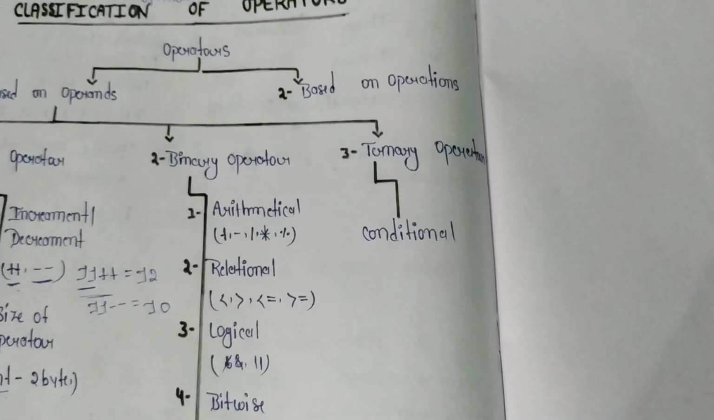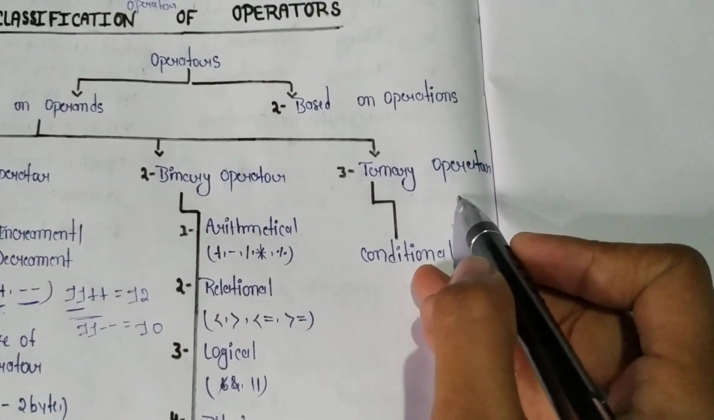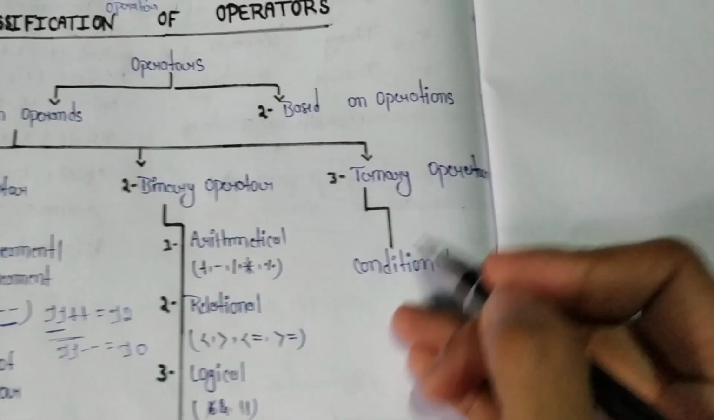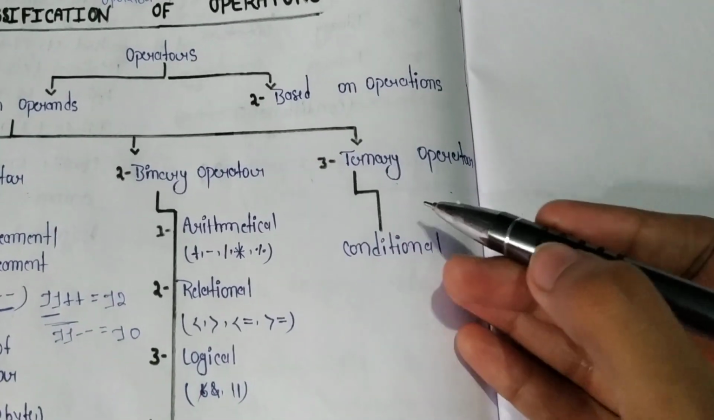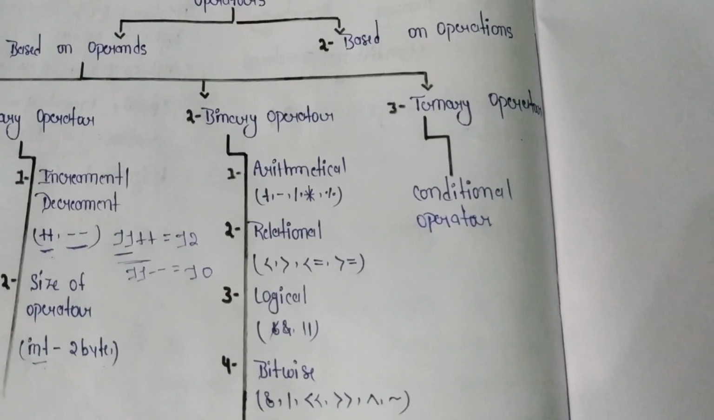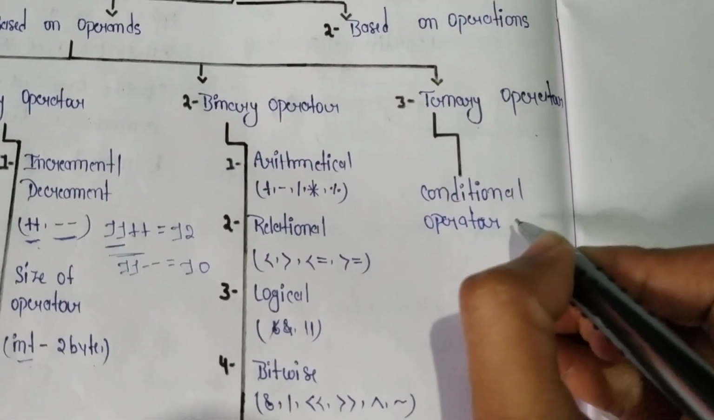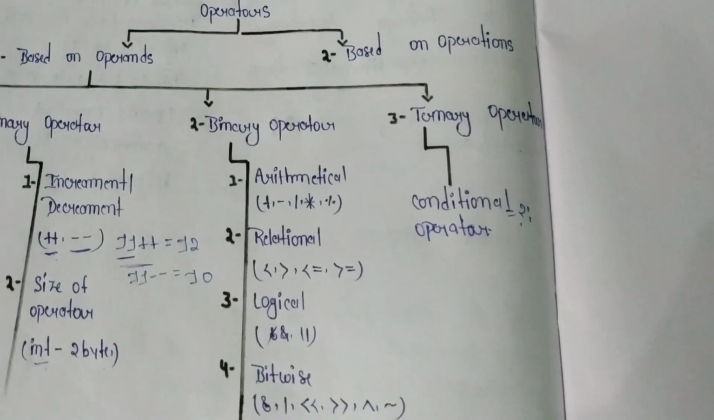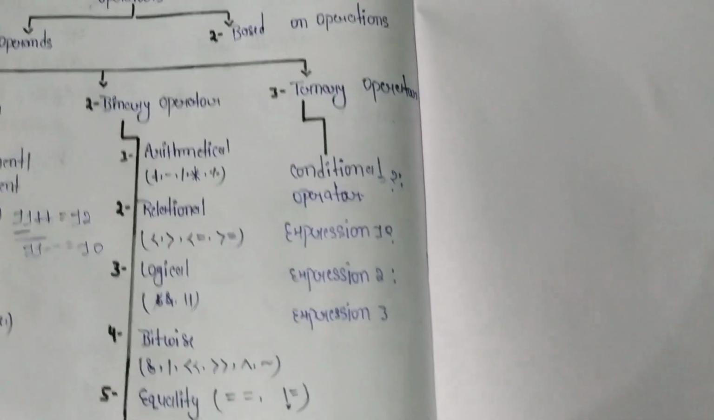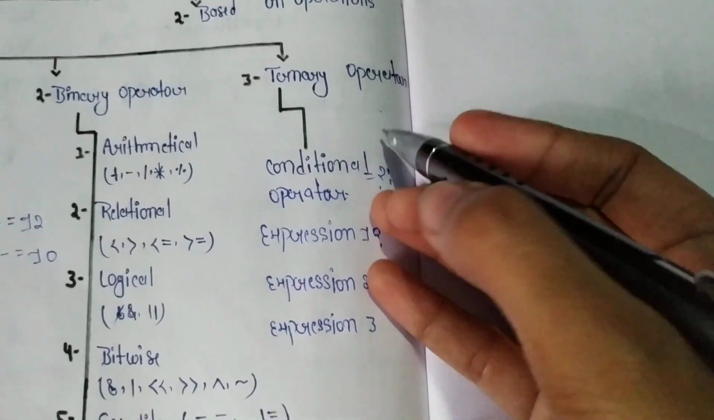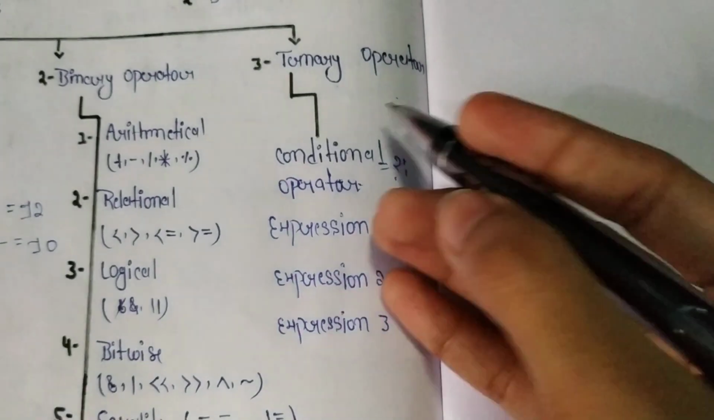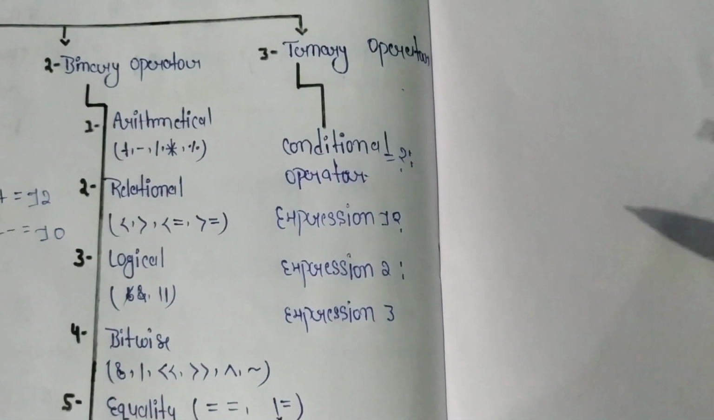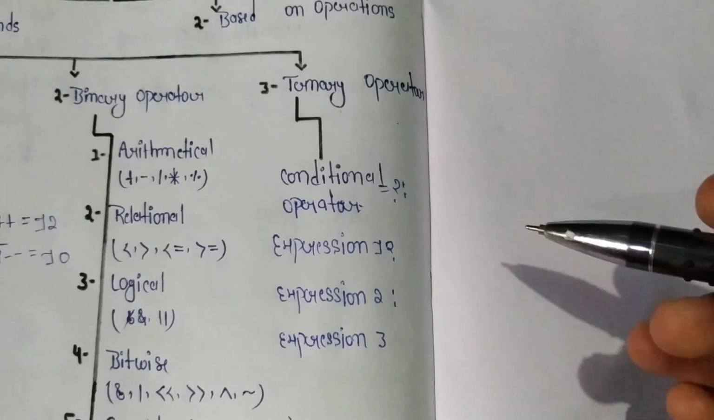Now let us discuss what the ternary operator is. As we know, ternary operators require three operands, and it is also known as the conditional operator. In the ternary operator we use the question mark and colon. Now how is the syntax of the ternary operator written? Here we write some expressions. An expression is a sequence of operators and operands that after processing gives a single result.